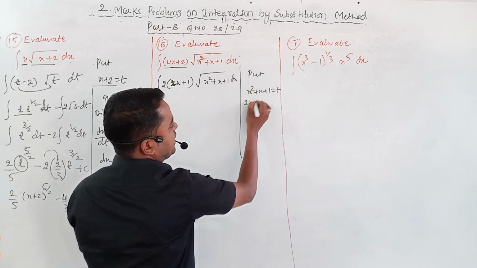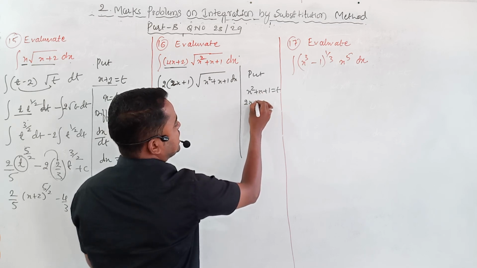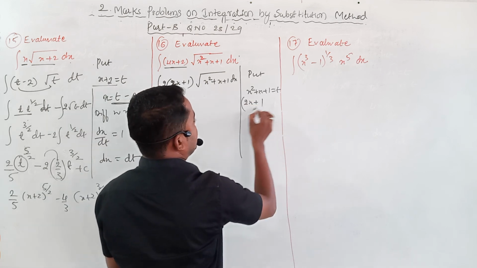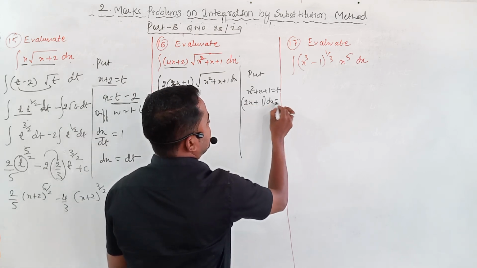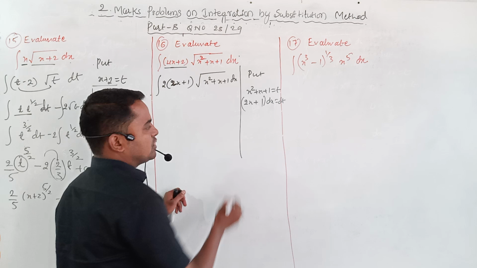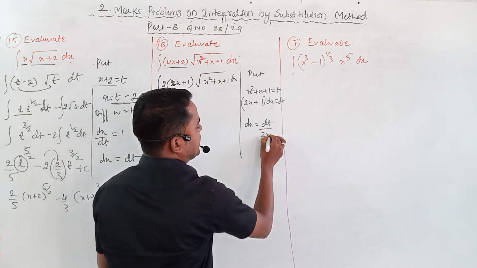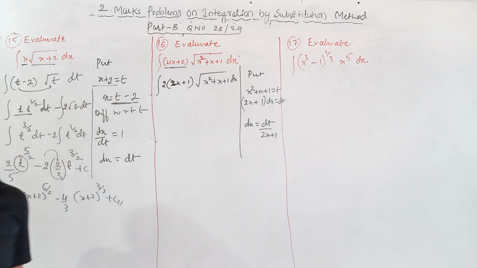The derivative of x square is 2x, the derivative of x is 1, so 2x plus 1 dx, and the derivative of t is dt. Now solve for dx: dx is equal to dt divided by 2x plus 1.